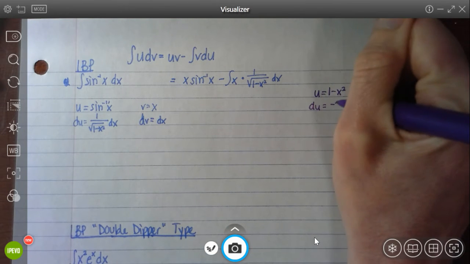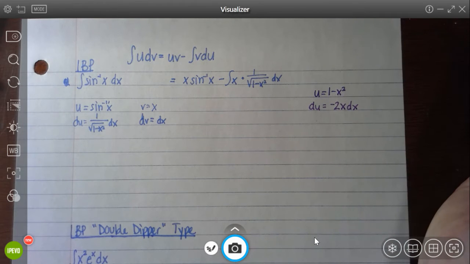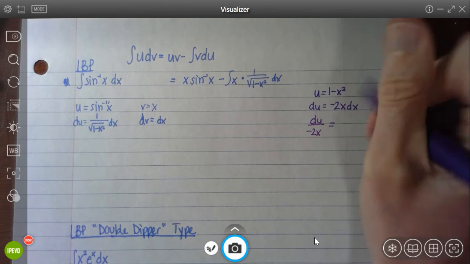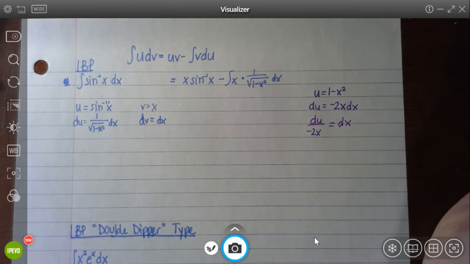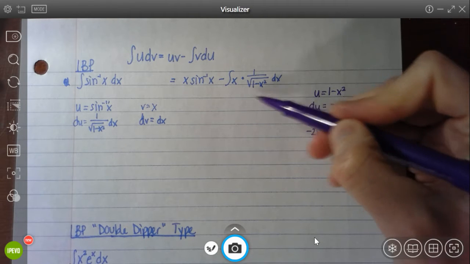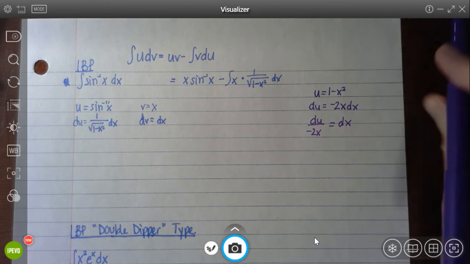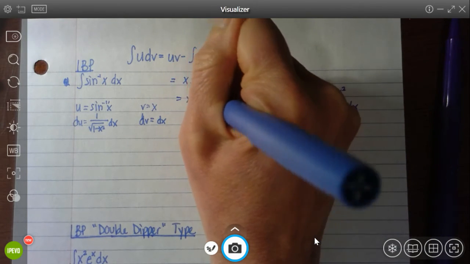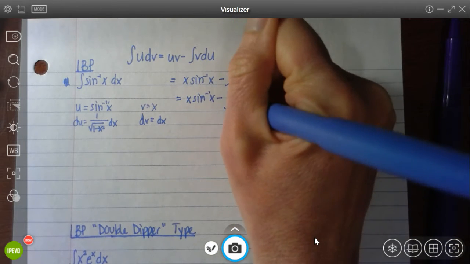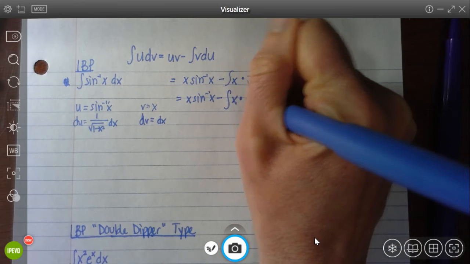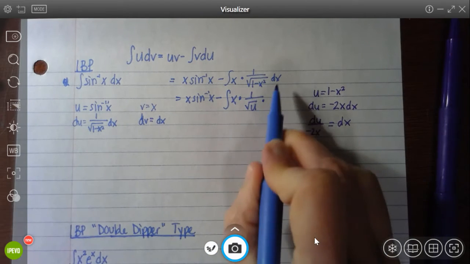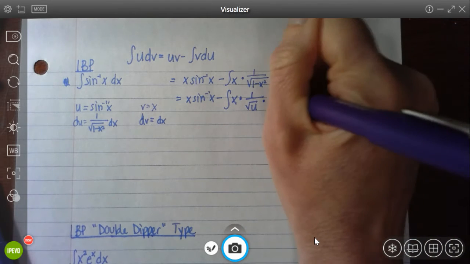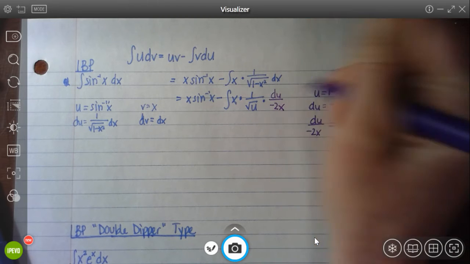Then du would be negative 2x dx. And then I'm going to solve for that dx, and I'm going to find that du over negative 2x is equal to dx. So I can use this now to replace into this integral so that I can use the u substitution to work that out. So this is going to stay x times the inverse sine of x minus the x that's already there times 1 over the square root of u. And I'm going to replace this dx now with this value right there, the du over negative 2x.